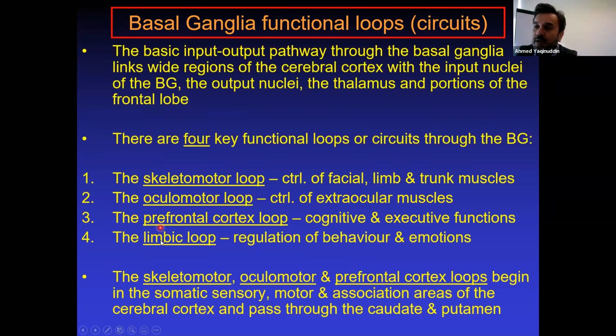So there are four loops of the basal ganglia. The only one we want you to remember at the moment and in this lecture is the circuitry involved in motor function. But we are telling you that basal ganglia has other functions also. It is involved in cognition and executive function through the prefrontal cortex loop, and it is also involved in behavior and regulation of behavior and emotion through the limbic loop.